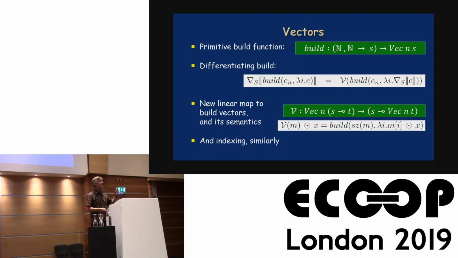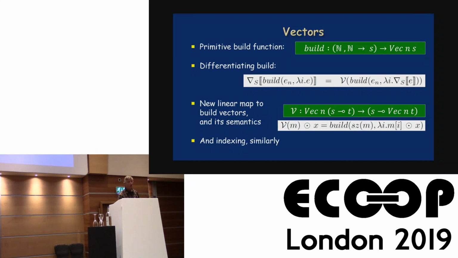So we might want a function to construct a vector. This one takes an ordinary, honest-to-goodness function from natural numbers, that's the index, to a value, and gives you a vector. So one standard way to specify a vector is by giving a function that gives the value of that vector at every index. I'll call it build.